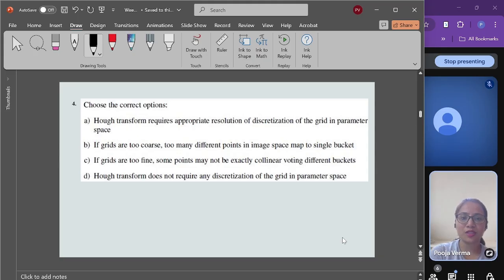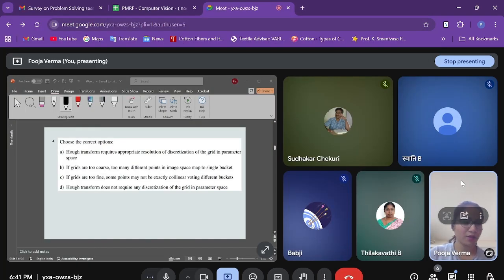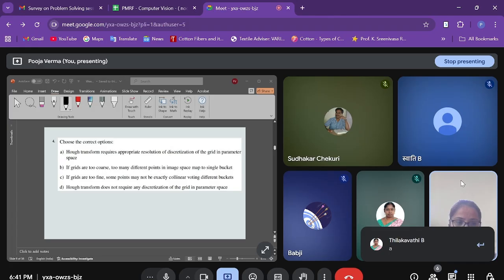So which option is the correct one? Anyone have any idea? Can you guess the answer for this question? At least guess for this question. Then I will explain it in detail. Okay, option A.